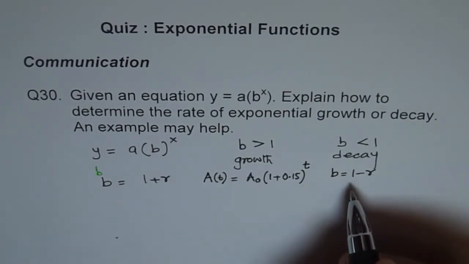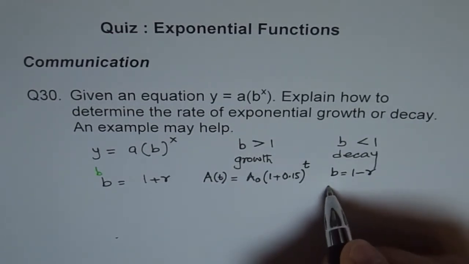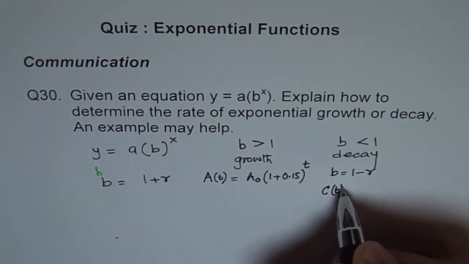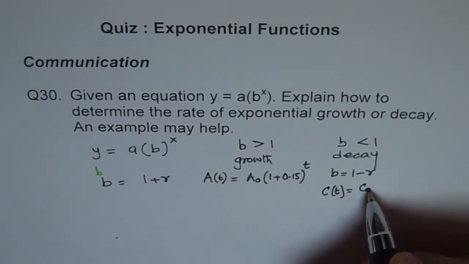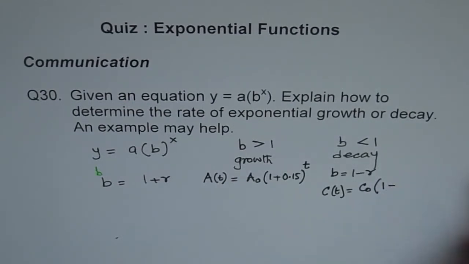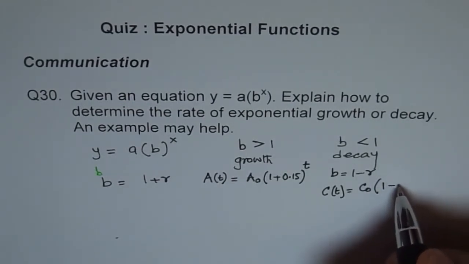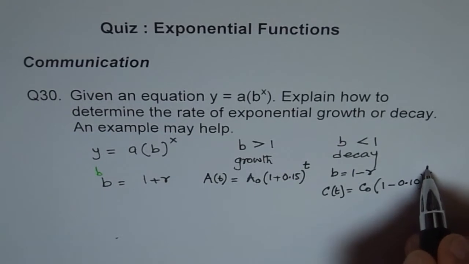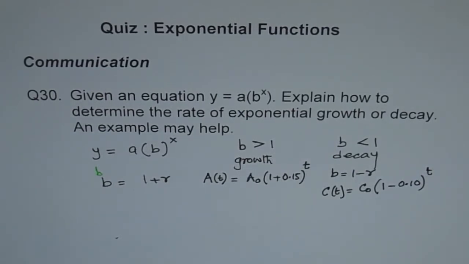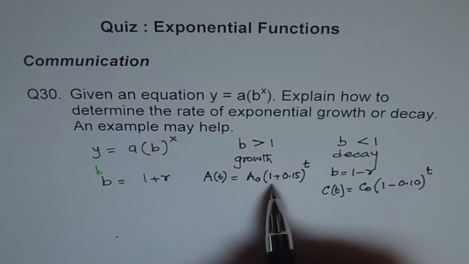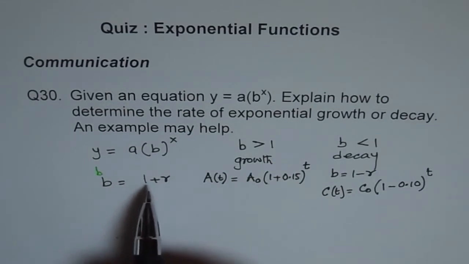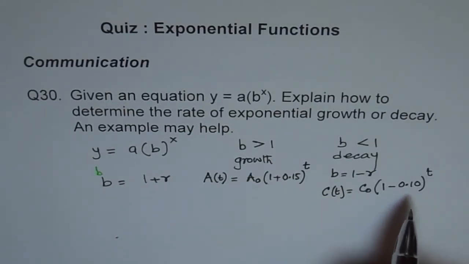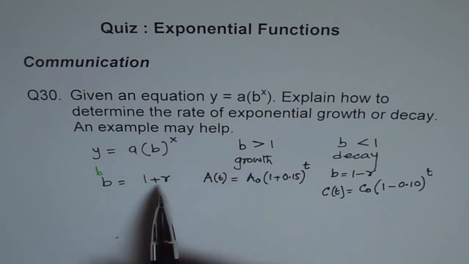Here we can say depreciation. Let's say you buy a car, and for a car, with time, the value depreciates, right? Initially you buy the car with the cost C0, and then its value decreases, let us say, by 10%. So it will be 1 minus 0.10 to the power of t, every year. So that is the decay rate, right? So the b is the number here, the base. So b could be split into 1 plus r or 1 minus r, correct? And then we can find the growth rate or decay rate.